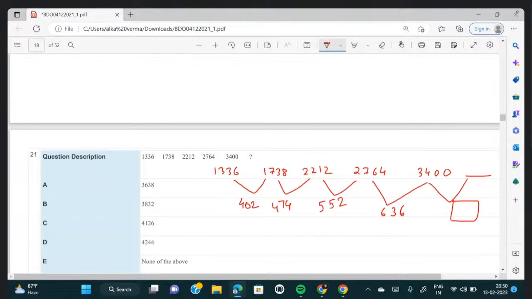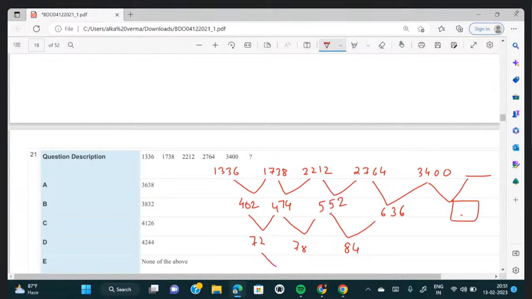If we add this number to this number, we will get our number. But 402, 474, 552, what are these? Again, we have to find the double difference. Let us take finding the double difference. Here the difference is 72. Here the difference is 78. Here the difference is 84. Now, are we following any particular pattern?